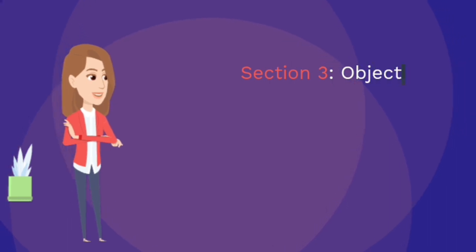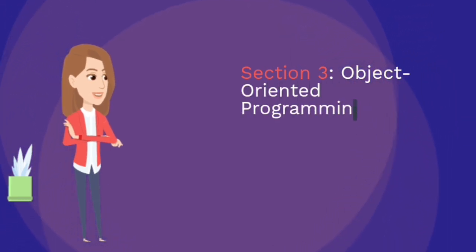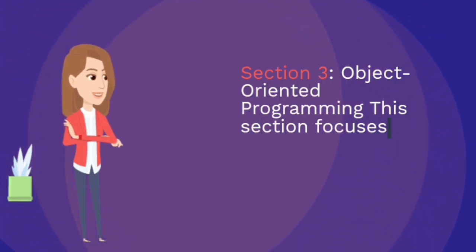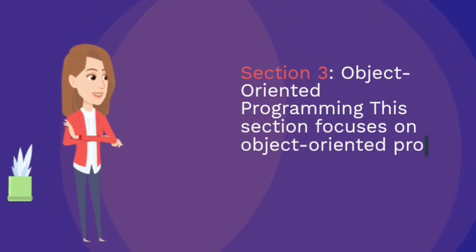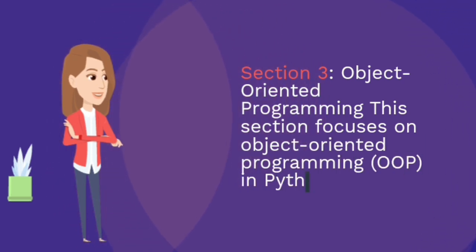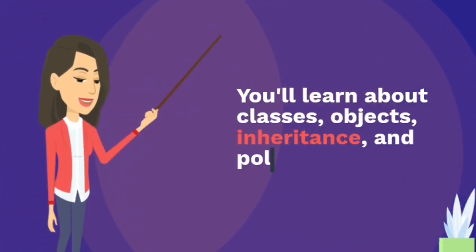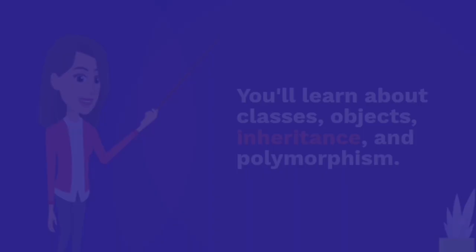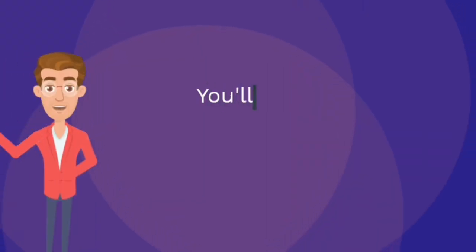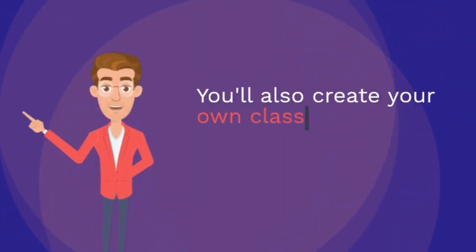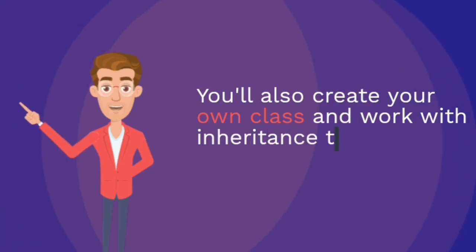Section 3. Object-oriented programming. This section focuses on object-oriented programming, OOP, in Python. You'll learn about classes, objects, inheritance, and polymorphism. You'll also create your own class and work with inheritance to solve real-world problems.